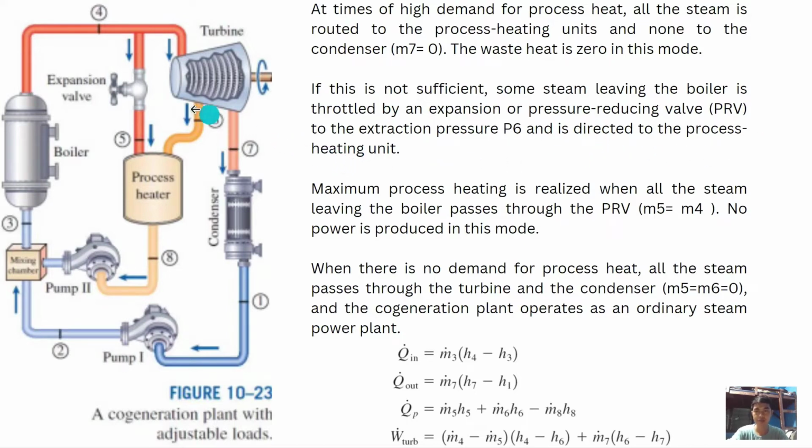So nasa ko ano, expansion or pressure reducing valve sa heating process. So maximum process heating is realized when all the steam leaving the boiler passes through the PRV, so m6 equals m3. So no power is produced in this mode.